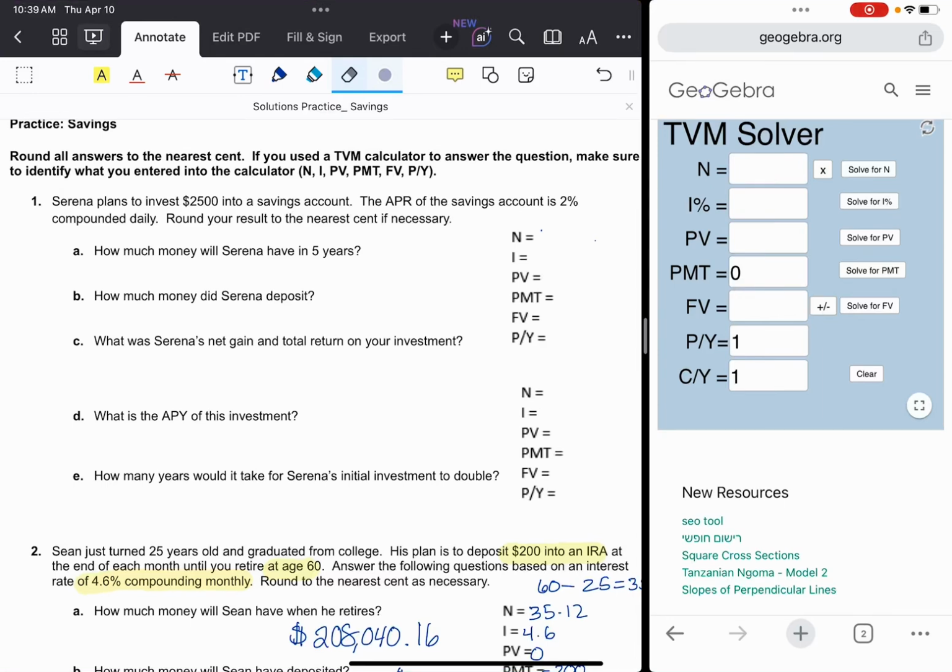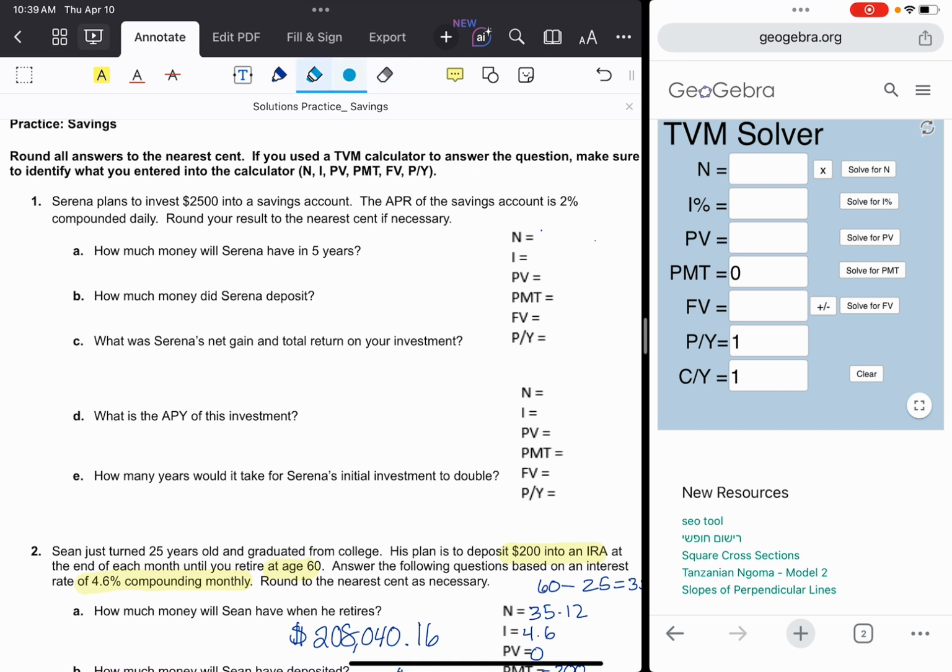Okay, Serena plans to invest $2,500 into a savings account. The APR of the savings account is 2% and it's compounded daily. And then we have several questions to answer, like how much money she's going to have in several years, and then some other stuff with this particular problem. So let's break down the information we are given and sort of plan our problem solving from there.